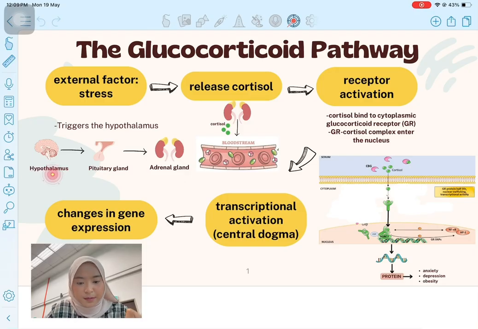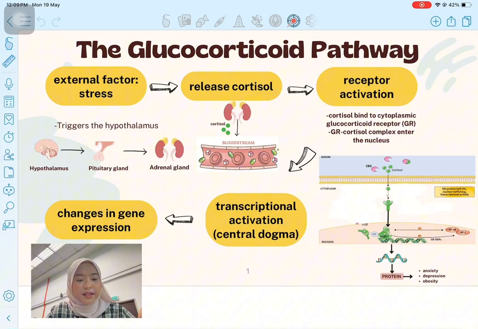The hypothalamus signals the pituitary gland, which then activates the adrenal gland, leading to the release of cortisol in the bloodstream. Cortisol helps our body respond to stress. It circulates through the blood and reaches cells all over the body.